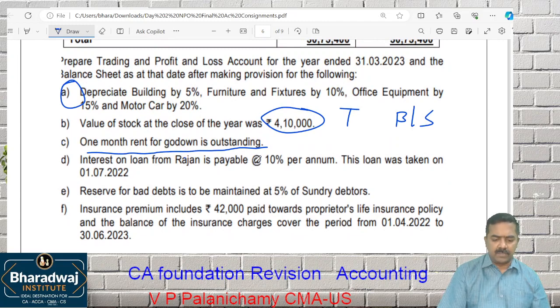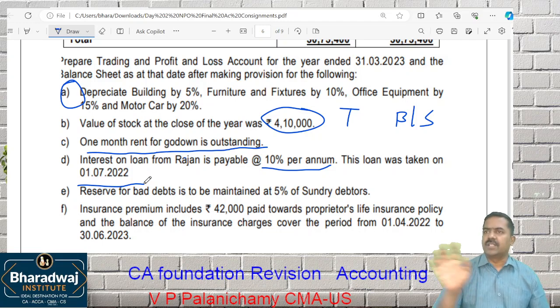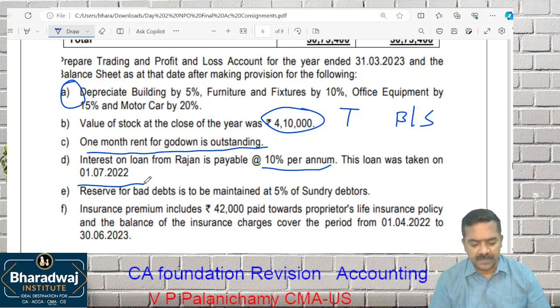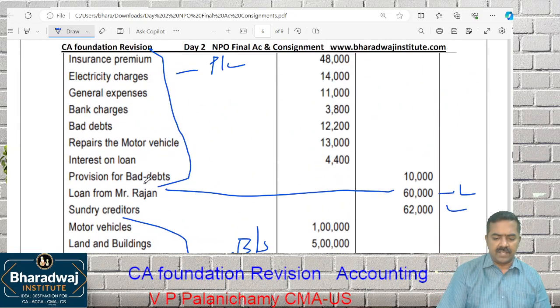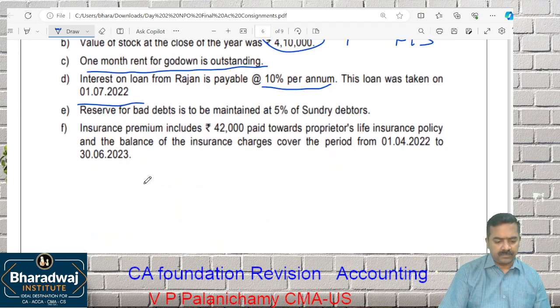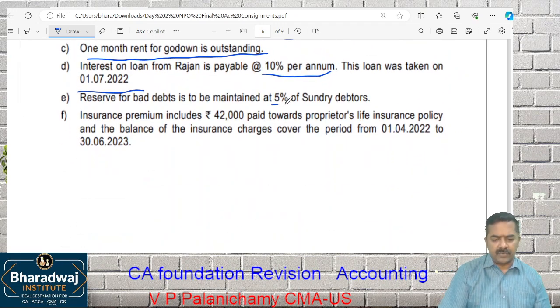Interest on loan is payable at the rate of what? 10%. The loan was taken on 1/7/2022. We are closing the accounts on 31st March 2023. So 6 months interest you have to check, and if there is anything outstanding, you have to provide. Then provision for bad debts, I asked you to create 5% on debtors, given.